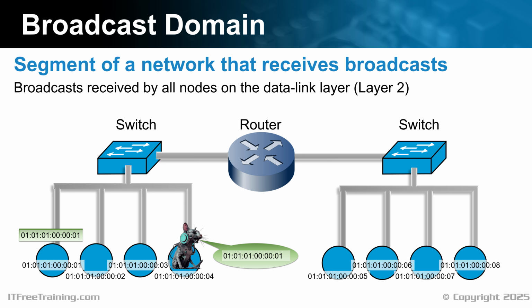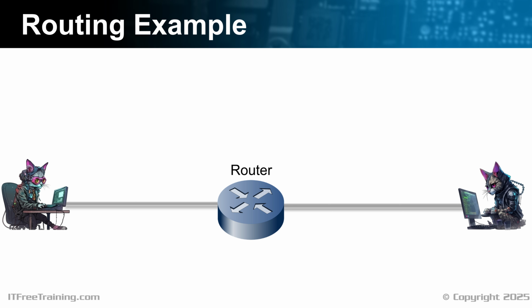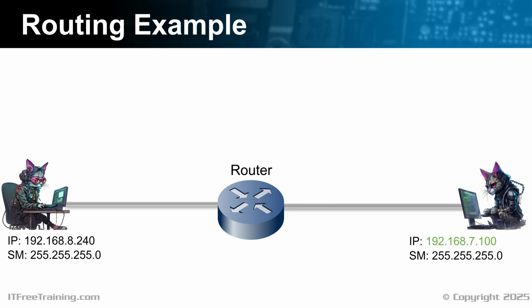Now let's look at how a router transfers data from one network to another. To understand routing better, let's look at a simple example. In this example, the user on the left is attempting to send data through a router to a user on another network. To do that, we need some configuration. The user's computer will be configured with an IP address and a subnet mask. The subnet mask is used by the computer to determine if the data should be sent locally or to the router. In this example, the data is being sent to the user on the other network. Thus, this computer will also need an IP address and a subnet mask.